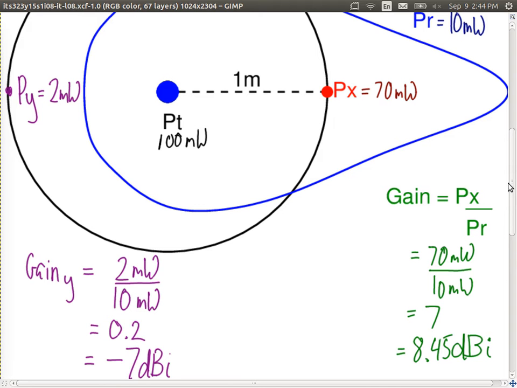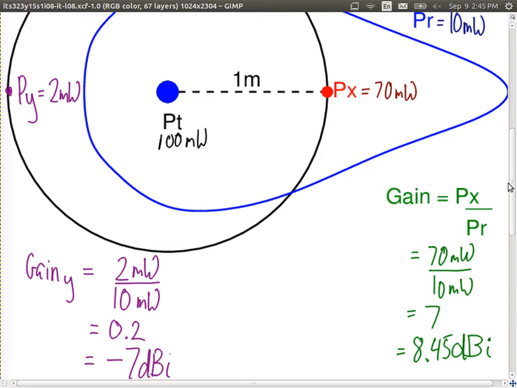But in fact, the antenna in different directions has different gains. So we looked at the point behind the antenna, at point Y. On the black circle, the measured received power would be 10 milliwatts for the isotropic antenna. But with our blue directional antenna at that same point, PY, let's say we measured it to be 2 milliwatts. Then our gain is 0.2. It's in fact a loss. The signal strength of our antenna compared to an isotropic antenna is less. 2 divided by 10 is 0.2, or minus 7 dBi. And if we measure other points 1 meter away, we could determine the gain.